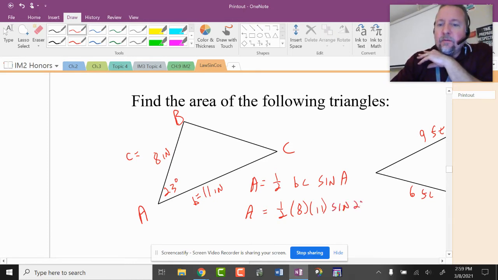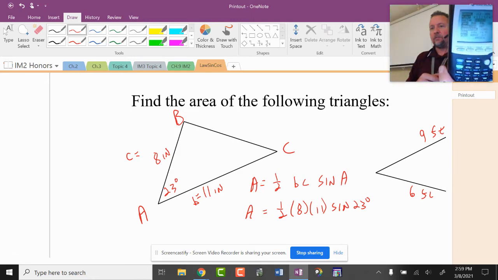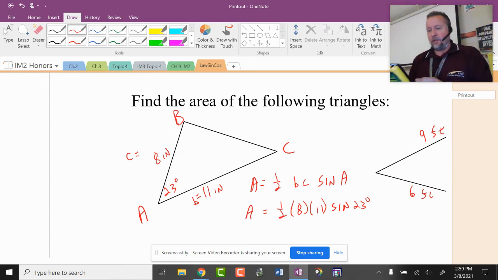Sine of 23 degrees. Okay, and then just make sure your calculator's in degrees mode, or else we're doomed. And then second quit, 0.5 times 8 times 11. That's why I always ask you guys to do this. This is boring for the video. Sine 23. And then once you're in degrees, you're good to go.